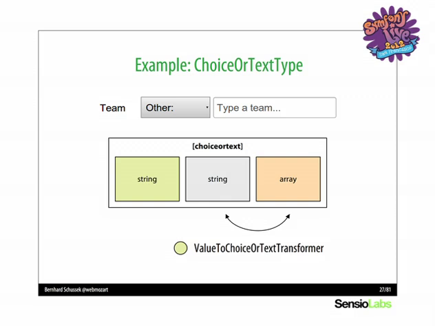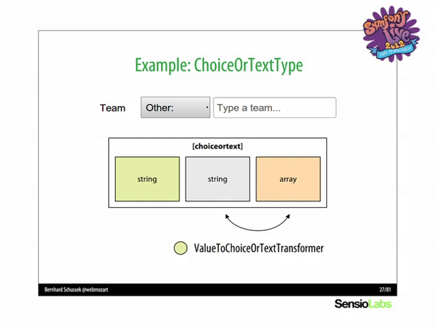So one possible option is to select a string as model format, which is the value that you have selected in all of the widget, like in this abstract conceptual widget. The normalized format would be the same, and the view format at last would be an array containing the values of the choice field and the text field. Okay? And then we need to create a transformer, value to choice or text transformer, which transforms between this string and this array. Now, there's still a little issue with that selection. And do you want to guess?